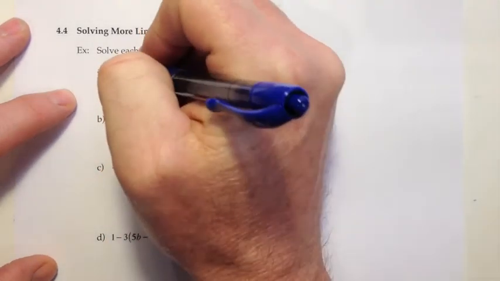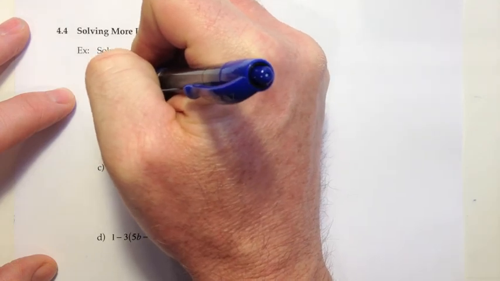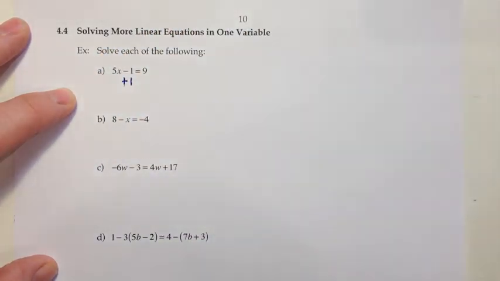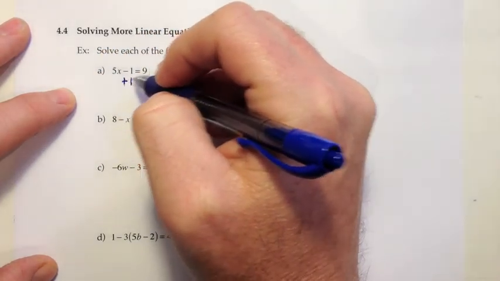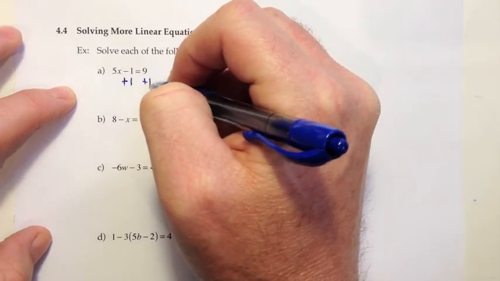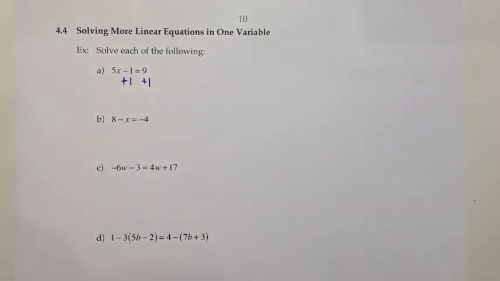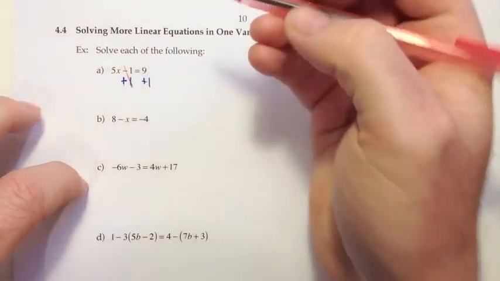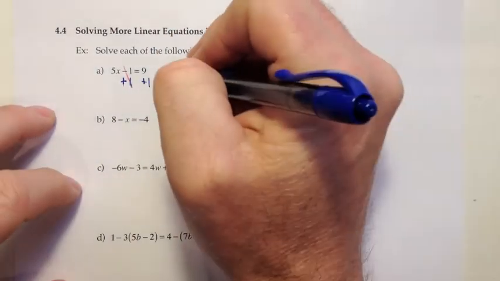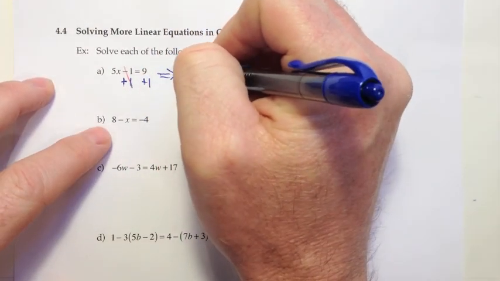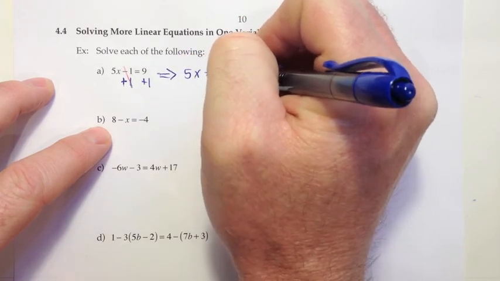We have the minus 1 right here, so we would add 1 to the left side, with the goal there being to cancel that 1 out. But if you're going to add 1 to the left, then to keep things balanced, you have to add 1 to the right also. And then you could say these 1's cancel. And that takes us to where we have 5x equals 10.